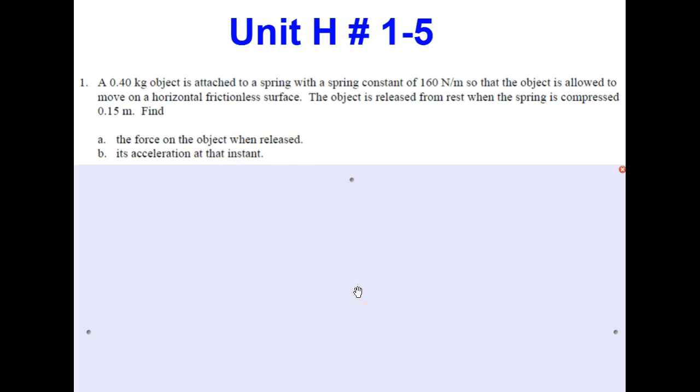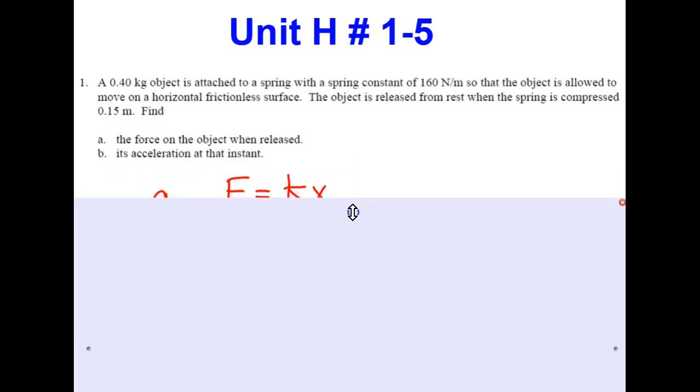Number 1. A 0.40 kilogram object is attached to a spring with a spring constant of 160 newtons per meter, so that the object is allowed to move on a horizontal frictionless surface. The object is released from rest when the spring is compressed 0.15 meters. Find A, the force on the object when released, and B, its acceleration at that instant.